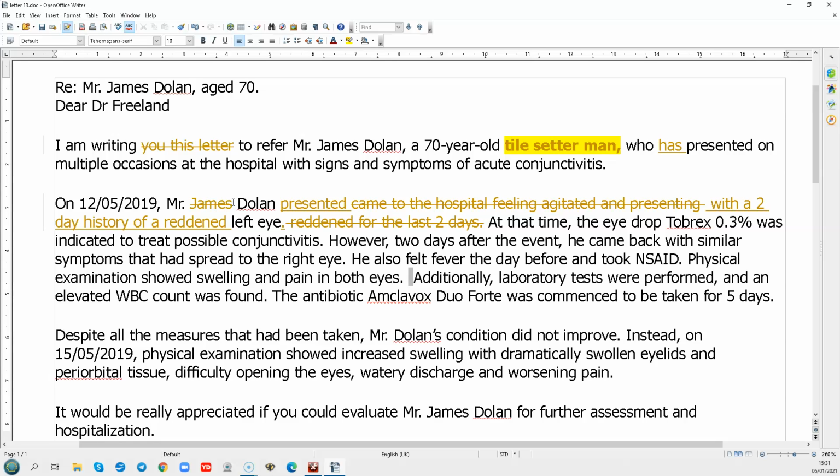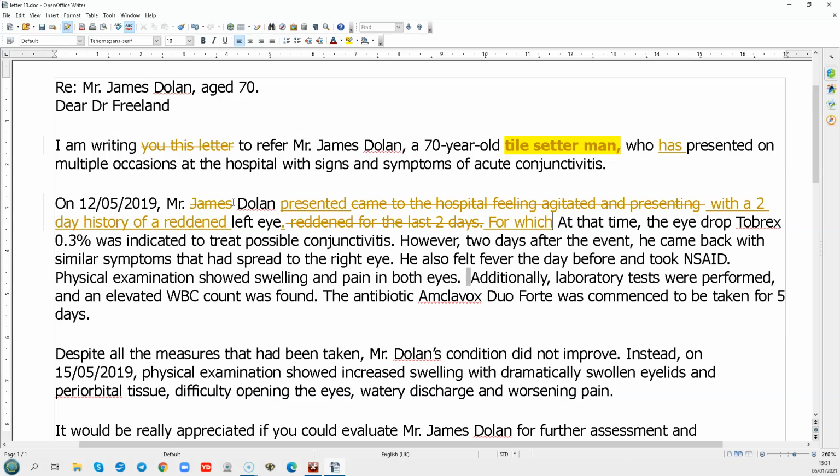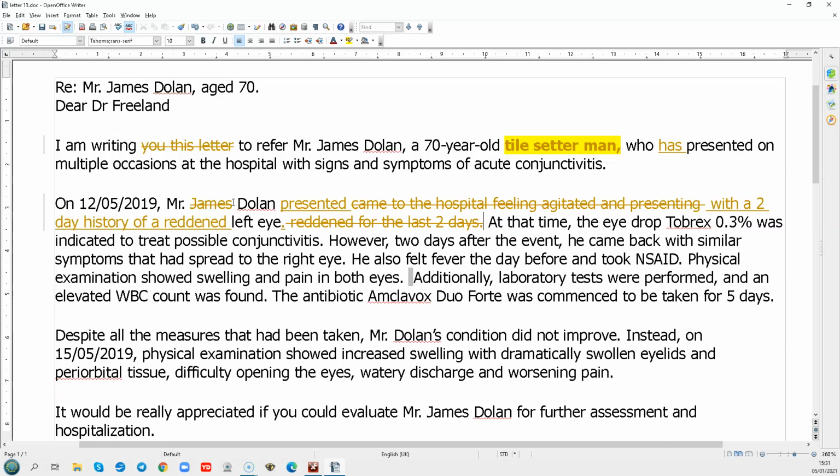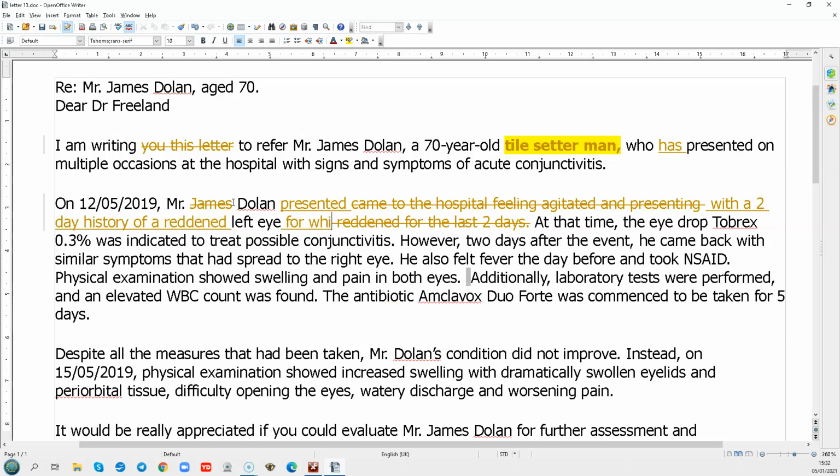Right, at that time, well, at what other time? So, you can simply join these two. Oops, I don't need that full stop, let me get rid of that full stop. For which eye drop, Tobrex, well, we will probably know that it's an eye drop. For which Tobrex, not 100%, was indicated.